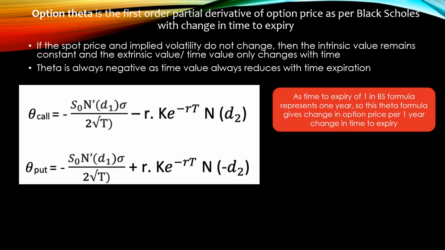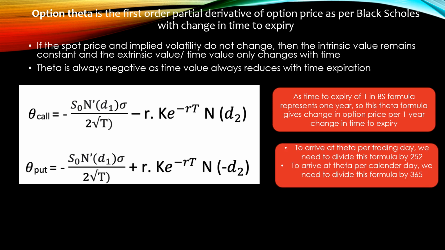As time to expiry of 1 in the Black-Scholes formula represents 1 year, this theta formula gives the change in option price per 1 year change in time to expiry. To arrive at the theta per trading day, we need to divide this formula by 252. To arrive at the theta per calendar day, we need to divide this formula by 365.